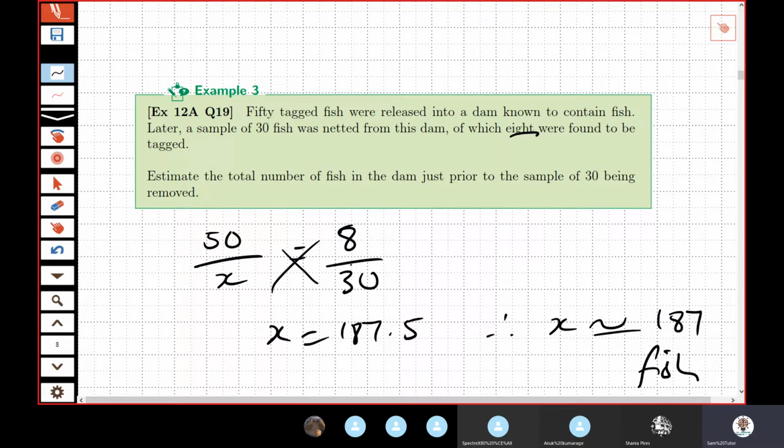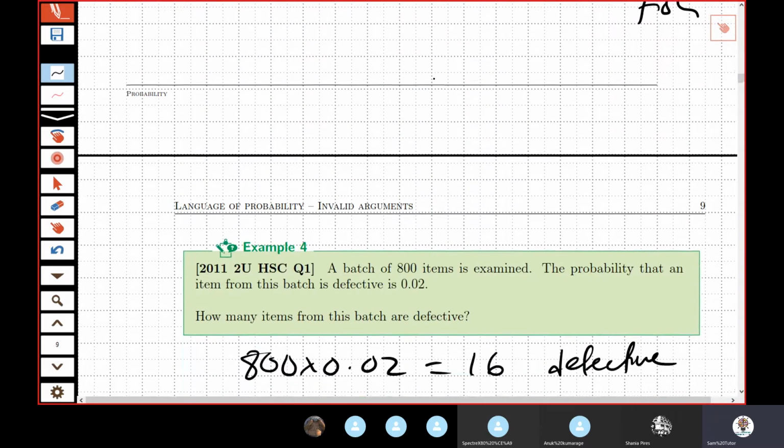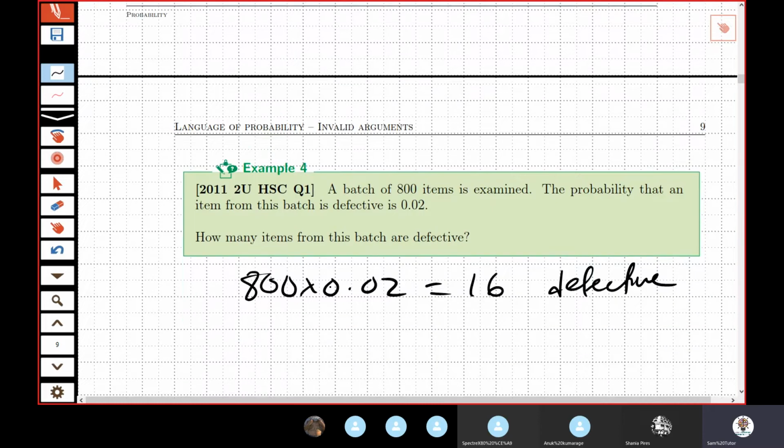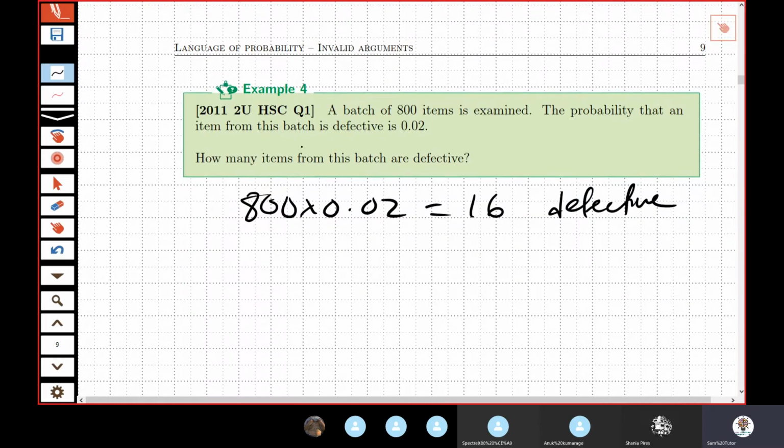Questions? No, so far so good. Okay. Another easy question. There was question 1, so of course it's easy.